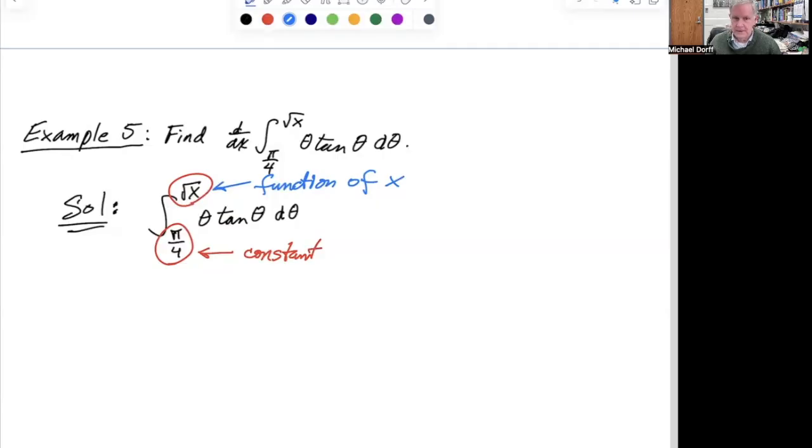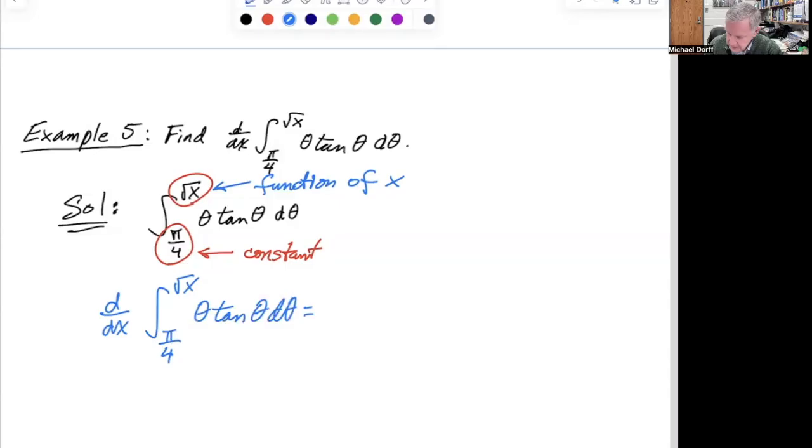But it's not just an x, it's a square root of x. So we have to use the chain rule. So what do we get? So I'm going to take the derivative with respect to x of the integral from pi over 4 to square root of x of theta tan theta d theta.